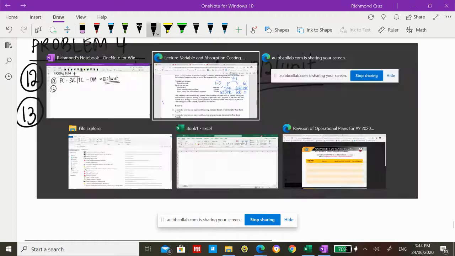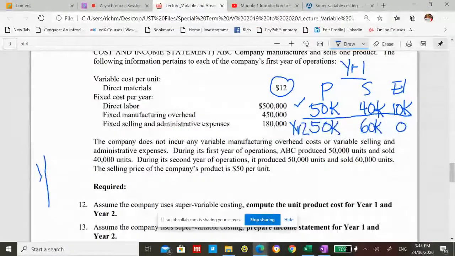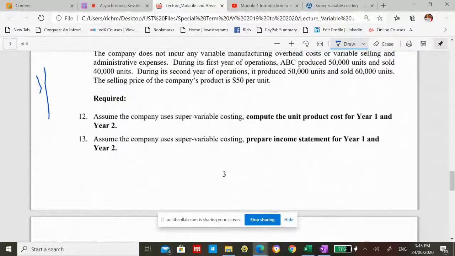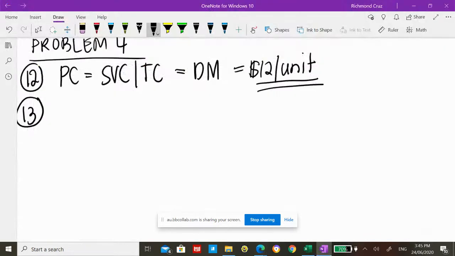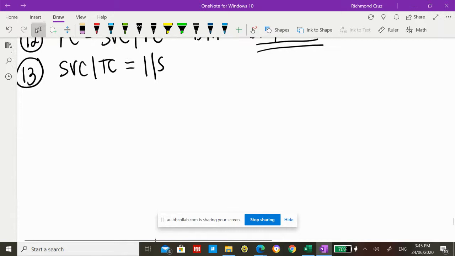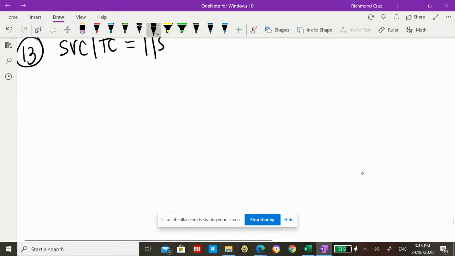Next, for number 13, let's look at the requirement. Let's go back to the problem. For number 13, assume the company uses super variable costing, prepare income statement for year one and year two. So using super variable costing or throughput costing, they're asking for income statement, and that is for two years. So we have the income statement for year one.